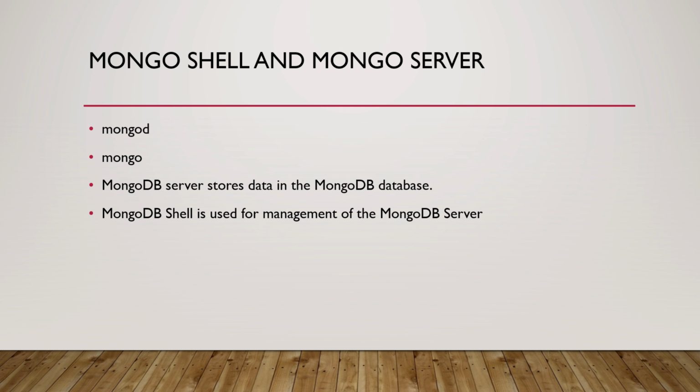Mongo Shell and Mongo Server. So after installing MongoDB, we will get these two applications, Mongo Shell and Mongo Server. mongod is the command used to launch the Mongo server, and mongo is the command used to launch the MongoDB shell. MongoDB server stores data in the MongoDB database, and it is the main point of data storage. And MongoDB shell is used for management of the MongoDB server.